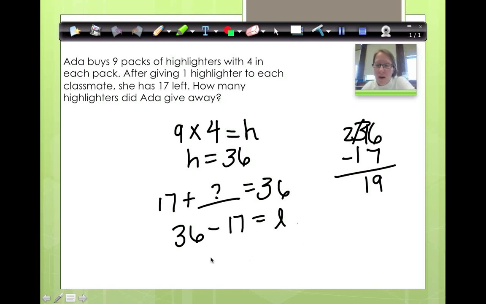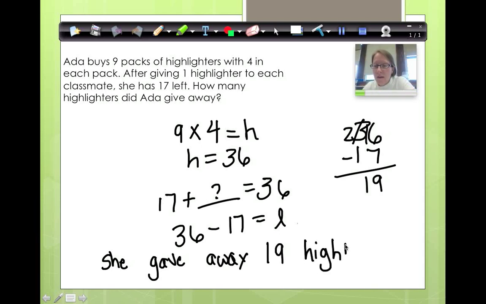Okay, so you need to write the sentence. Ada gave away 19 highlighters. Please write this, the whole sentence. Now, what if you can't spell highlighters? Look, it's right here, so use it. Okay? Let's do another problem.